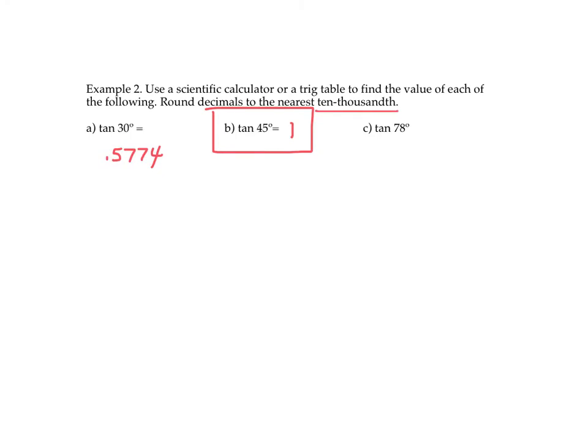Okay, try the last one, tangent of 78 degrees. So press the tangent key, then the number 78, hit enter, and this rounded to 4 places would be 4.7046. So again, we're rounding to the nearest 10,000th, so that's 10th, 100th, 1000th, 10,000th.